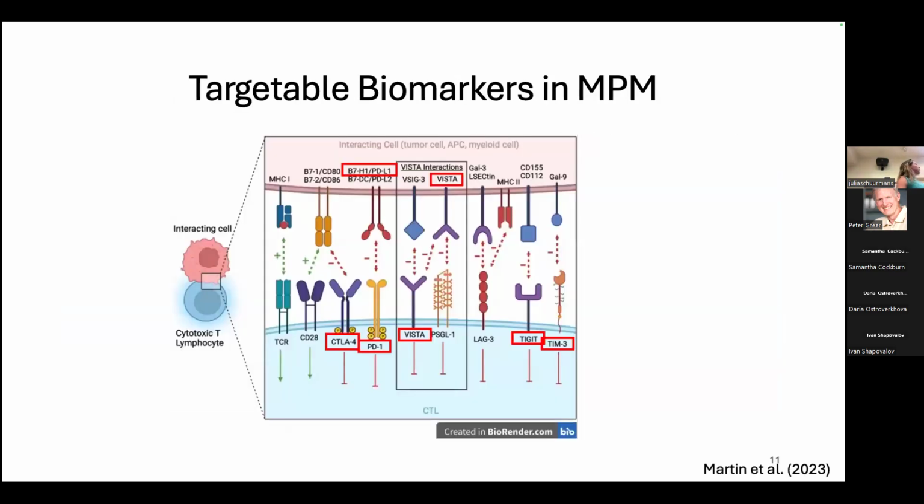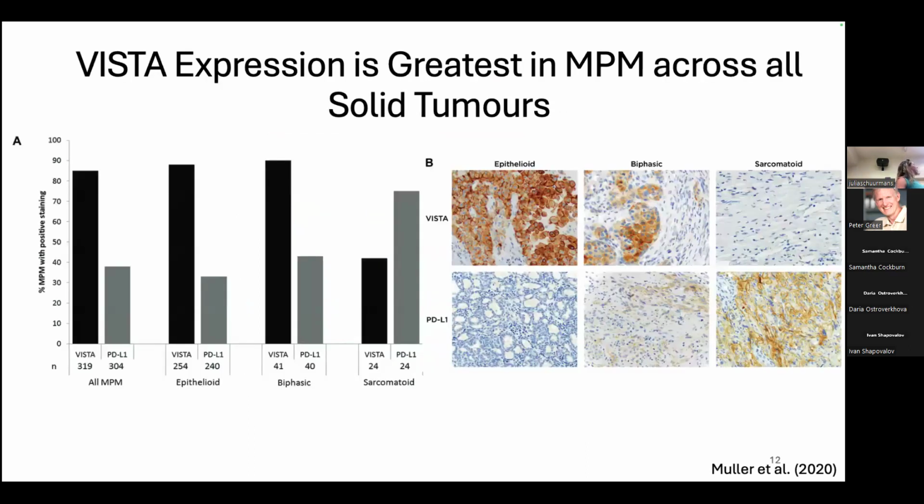So why are we interested in these targetable biomarkers with mesothelioma? Well, mesothelioma expresses a whole bunch of those markers I just showed on the last slide. Specifically, they express TIGIT and TIM3 on the T cell, as well as this molecule VISTA on the tumor cell and on the T cell. Now, why is VISTA so interesting within a mesothelioma case and not the other markers I've shown before? Well, VISTA has the highest expression within mesothelioma across all solid tumors to date.